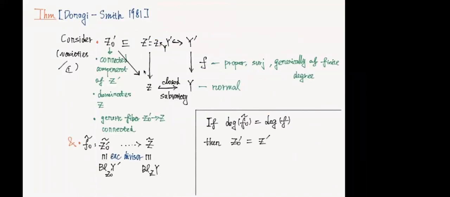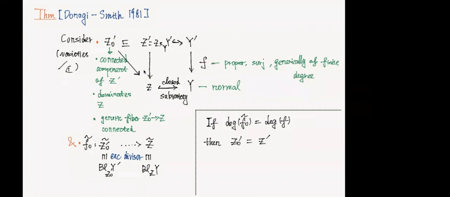This is essentially the local degree computation idea contained in Donagi and Smith, and we rephrase it so that it works better in our situation. Of course, it's kind of technical, but let me briefly explain. Let's say we have a proper surjective generically finite degree map F.